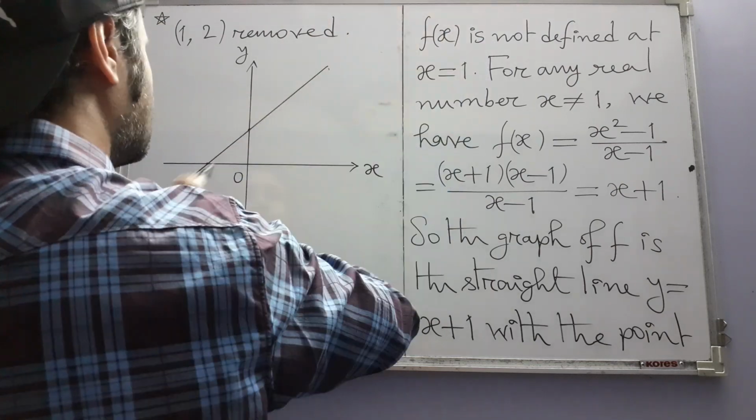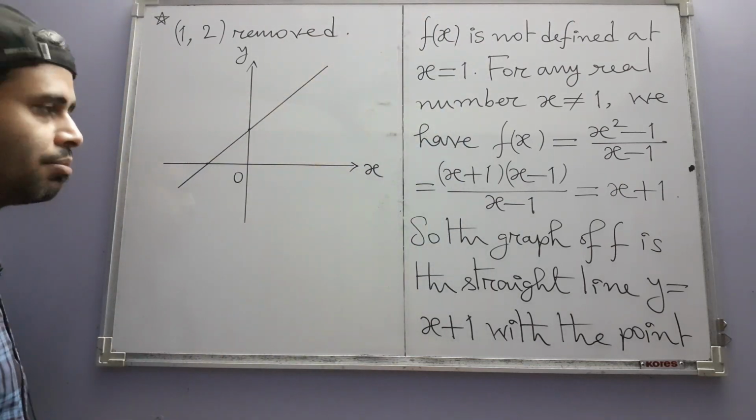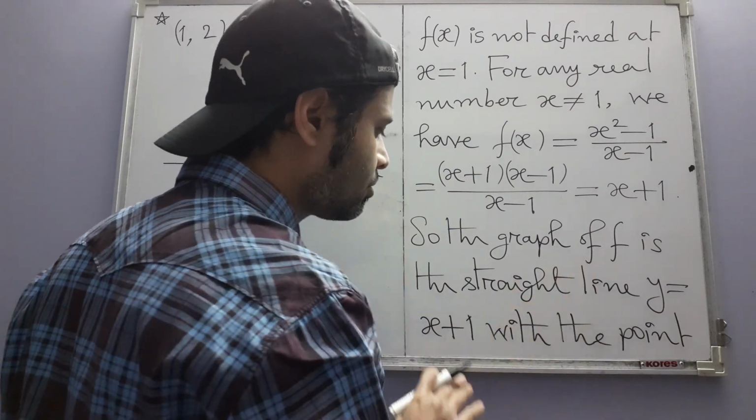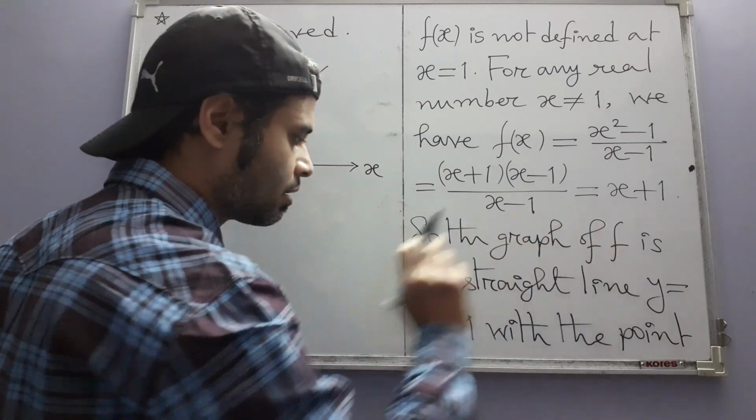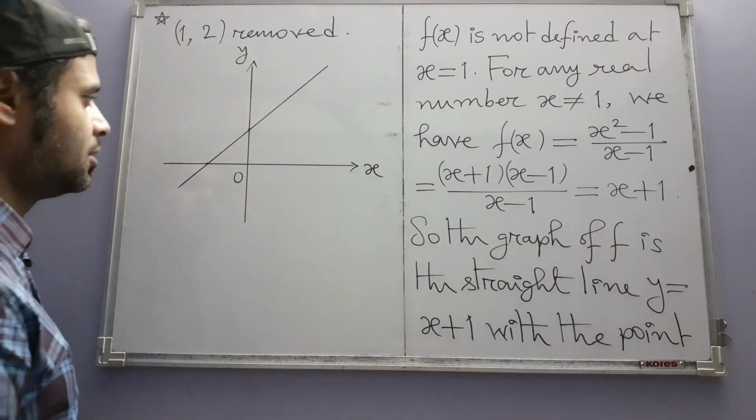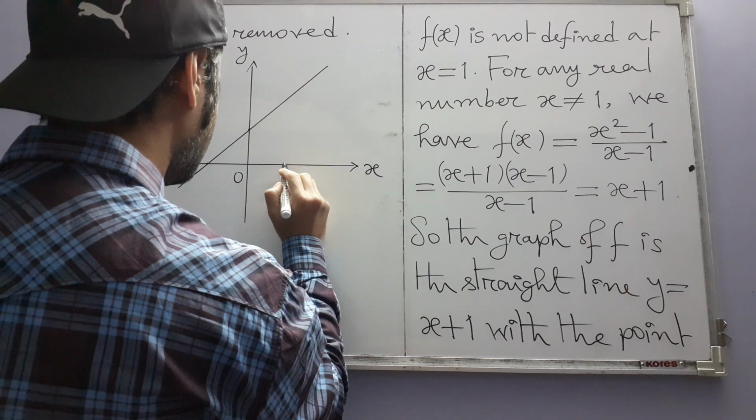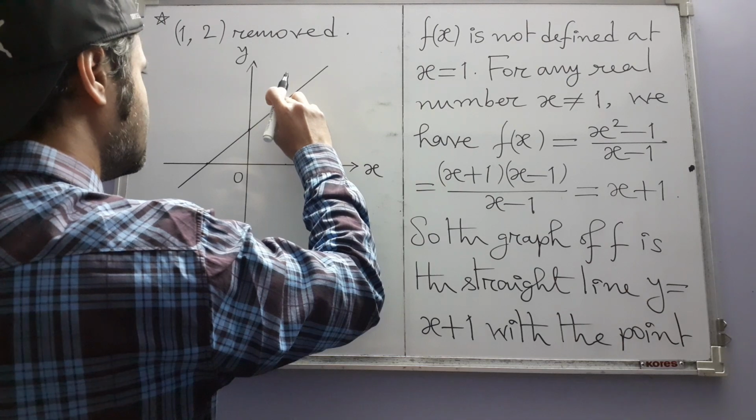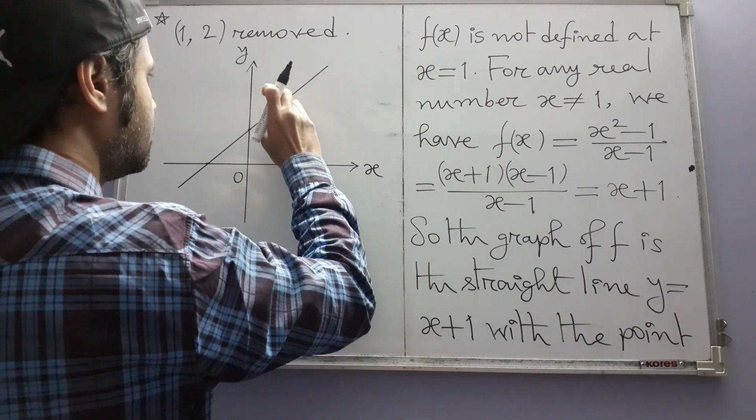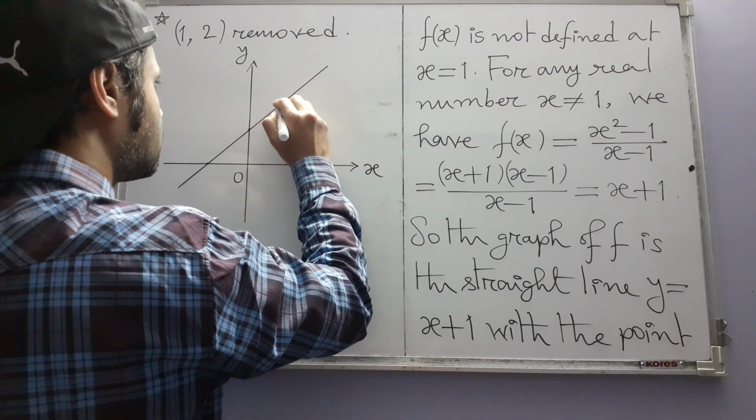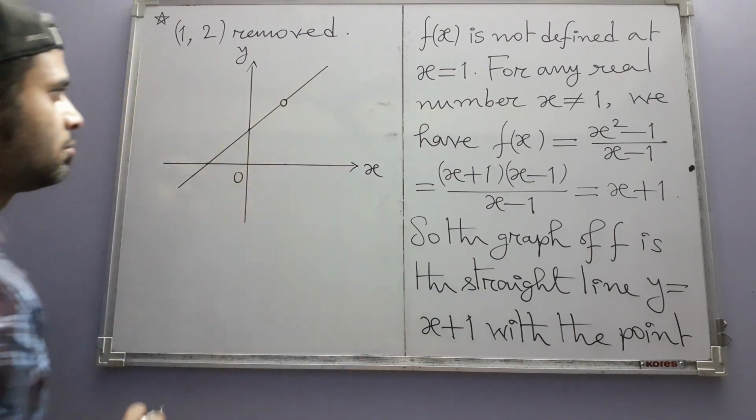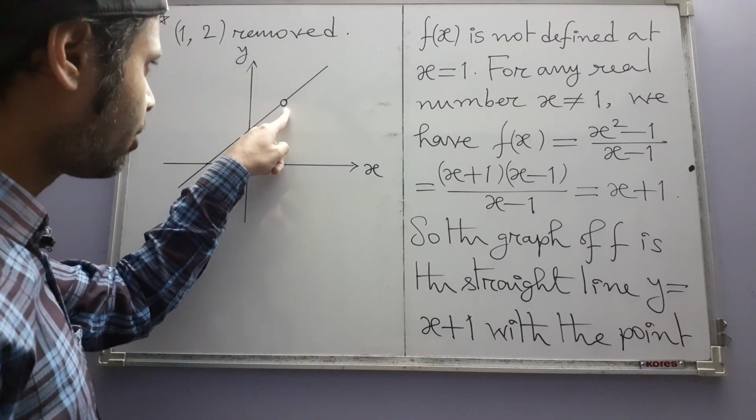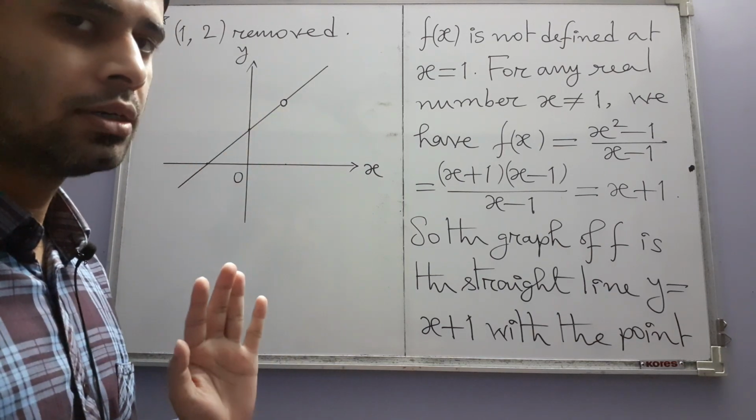It extends in either direction without any bound, because that's what straight lines are. However, we are not drawing the straight line itself, but the graph of f. So this point has to be removed. 1 comma 2. This point has to be removed, and this removal is indicated by drawing a white circle like this. This indicates that the point 1 comma 2 is not a part of the graph.